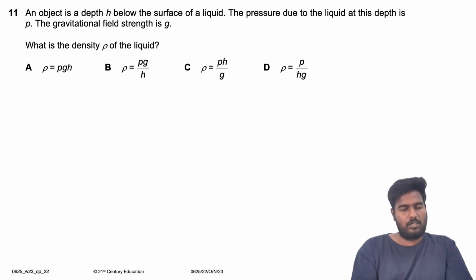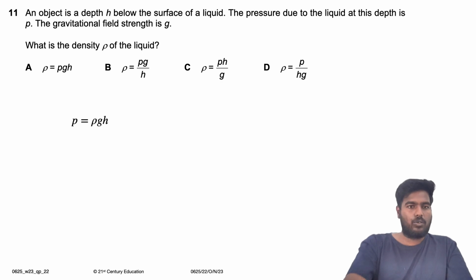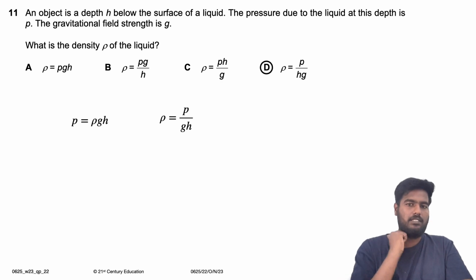We know that the pressure under any liquid is rho g h. The pressure is rho g h. We have to rewrite this equation for density, that's all. So rho will be P by g h. P by h g. I think option D is the right answer. Okay, let's move to the next question.